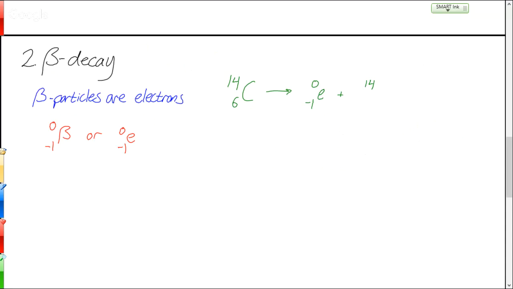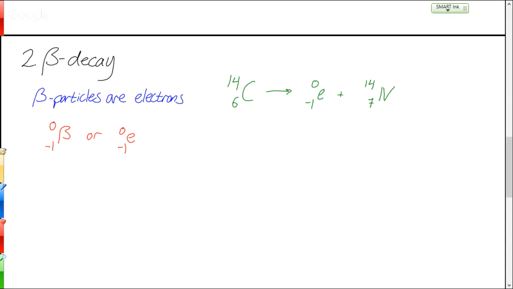What happens in the bottom? Yeah, it's got to be 7, right? Because the sides have to work out, and 7 plus -1 is 6. So that ends up being nitrogen. But if you think about that, it doesn't really make a whole lot of sense. How do you lose an electron and then magically gain a proton?